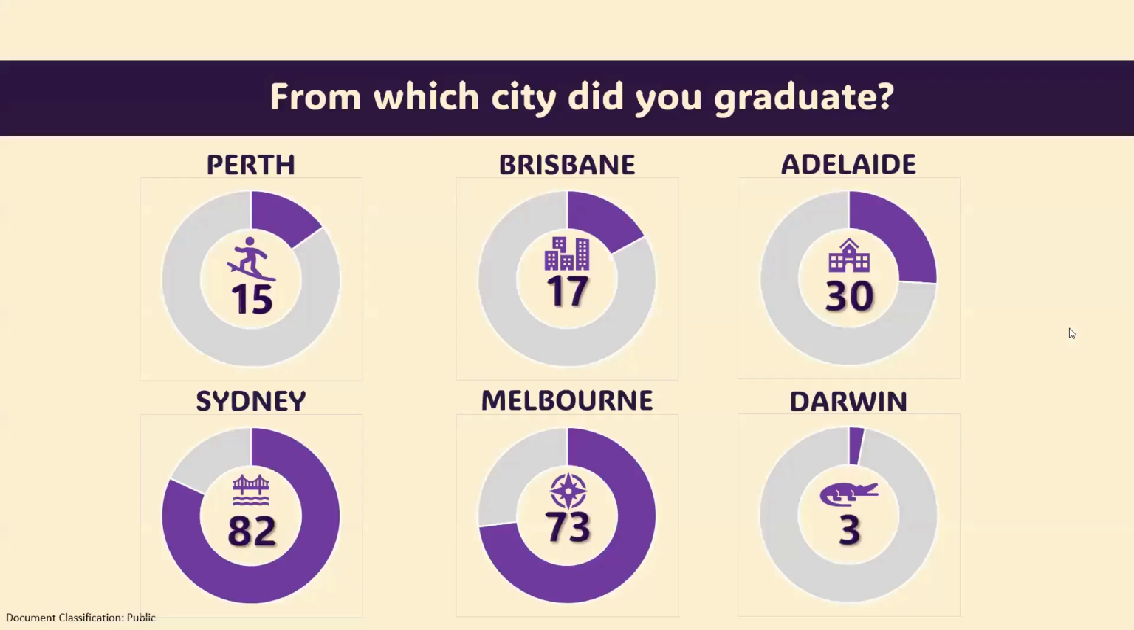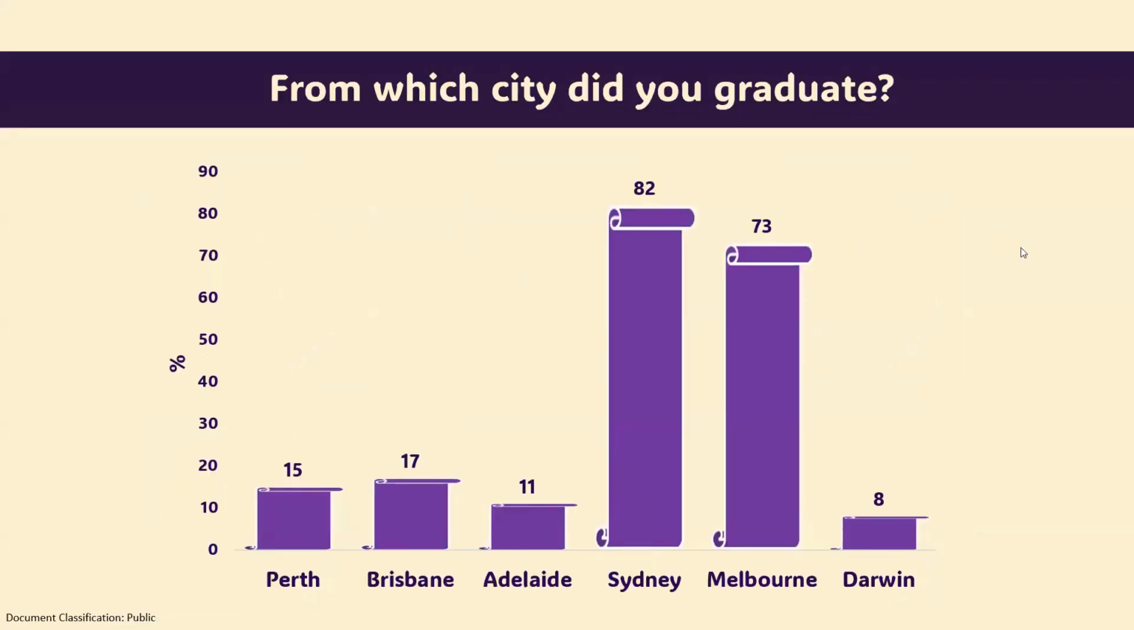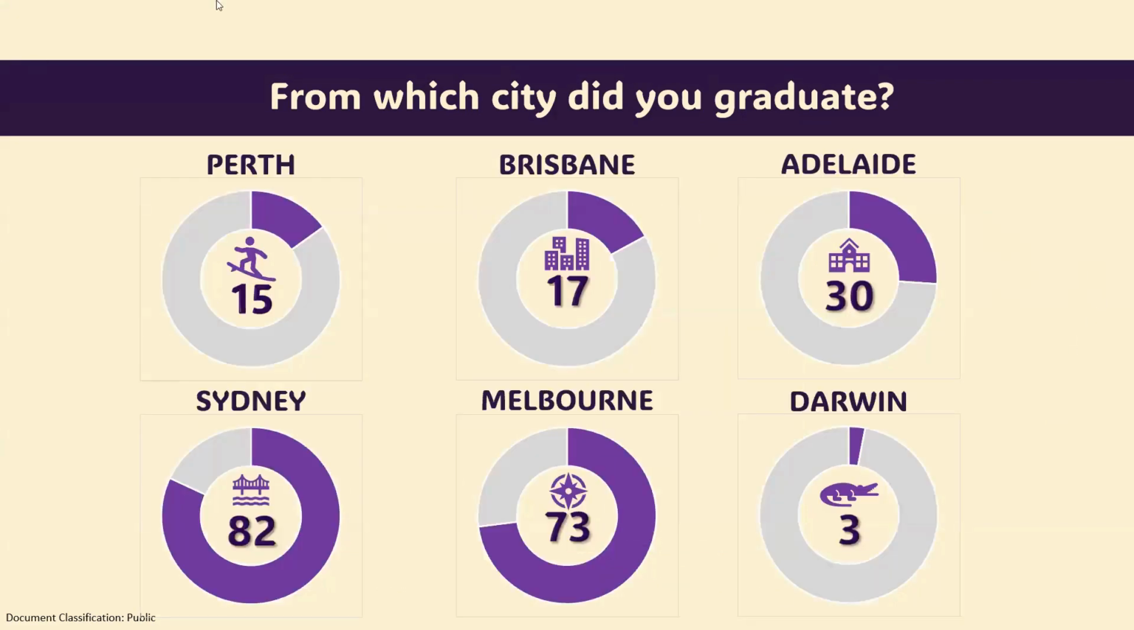So as I said in the beginning, you know, you can do different styles for different purposes. That's another example of a column. And another example of donuts using different kind of icons.